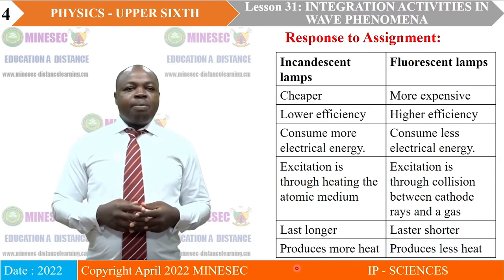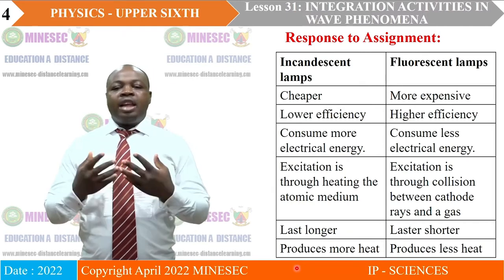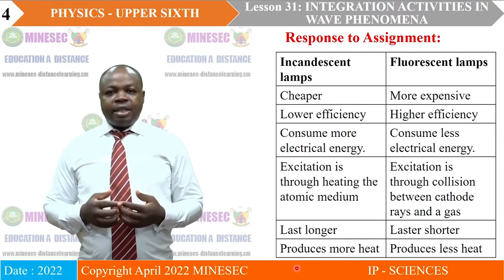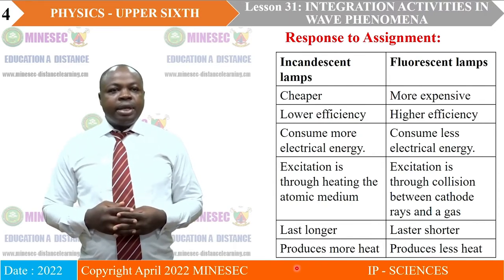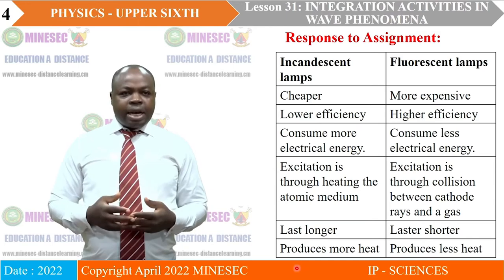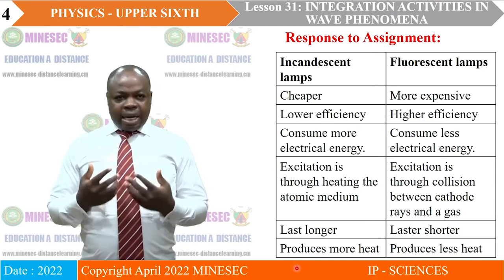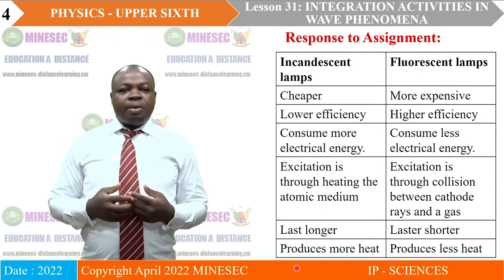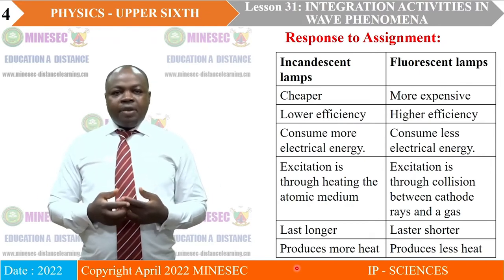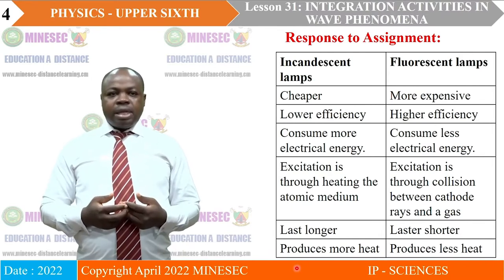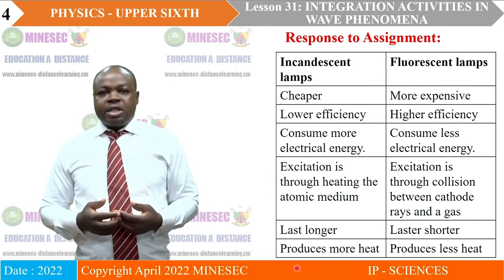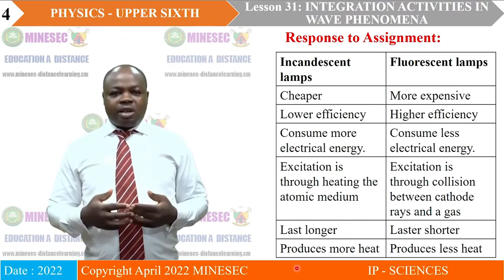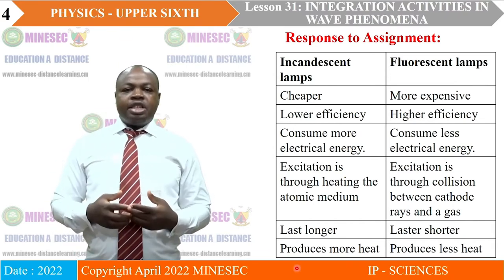The incandescent bulb consumes more electrical energy than the fluorescent lamps. The incandescent lamps achieve the excitation of their atoms by heating, while the fluorescent lamps achieve the excitation of their atoms by the collision of cathode rays with gas in a discharge tube.